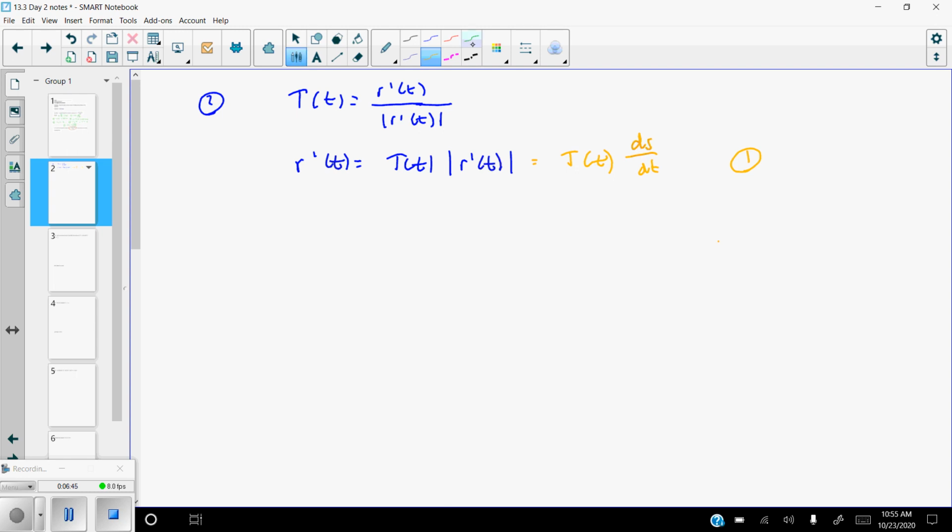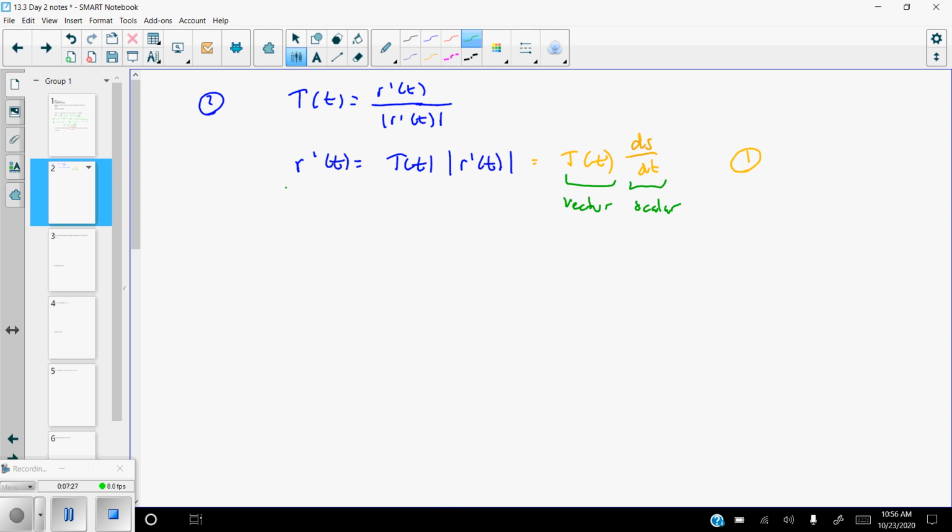A couple things to point out here. This, when evaluated at some value t, is going to be a vector. And while ds over dt could be a function, when it's evaluated at a t value, it becomes a scalar. So it is important to remember that ds over dt by itself is a function of t, and then you plug in a value of t and you get out a scalar. But the first one, T of t, is a vector function of t as well. So when you plug in t, you get out another vector. Okay, so there is our r prime of t.